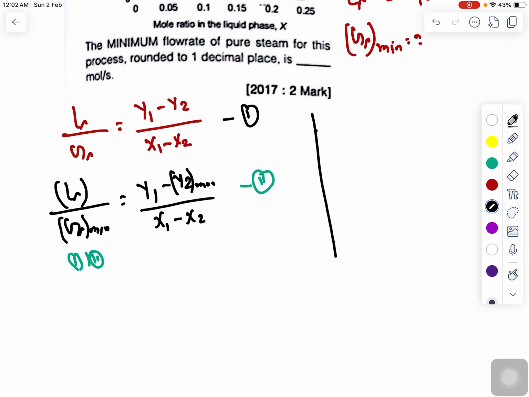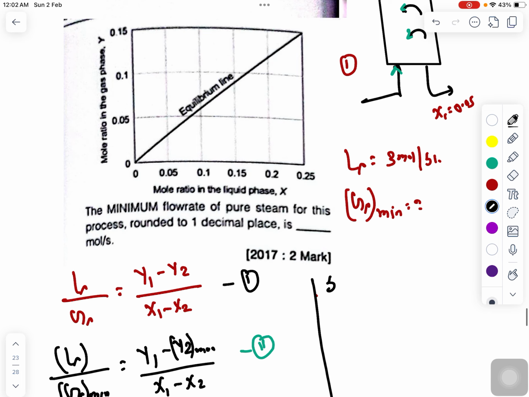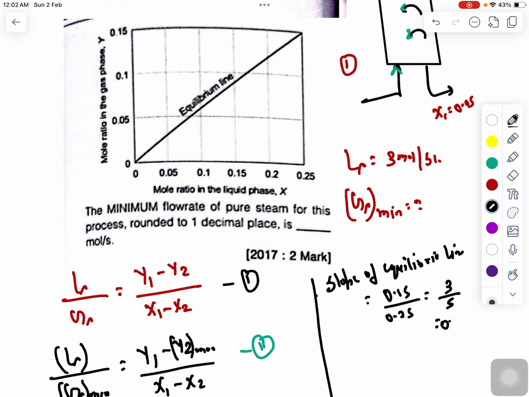Before that, first I have to calculate the equilibrium relation. So from here, what is the slope of the equilibrium line? The slope of the equilibrium line is y by x. So 0.15 divided by 0.25, 3 by 5, that is equal to 0.6. So y will be equal to 0.6x, right? So this is the equilibrium line, y star.